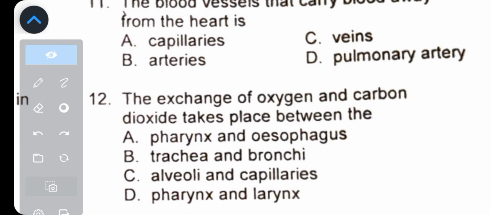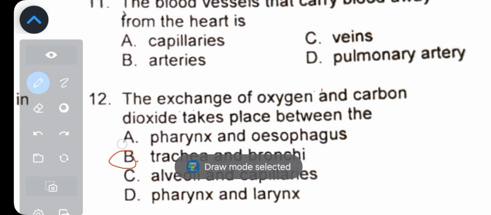Question 12. The exchange of oxygen and carbon dioxide takes place between the... So A, we have pharynx and esophagus, B, trachea and bronchi, C, alveoli and capillaries, D, pharynx and larynx. So the answer to this question is B.